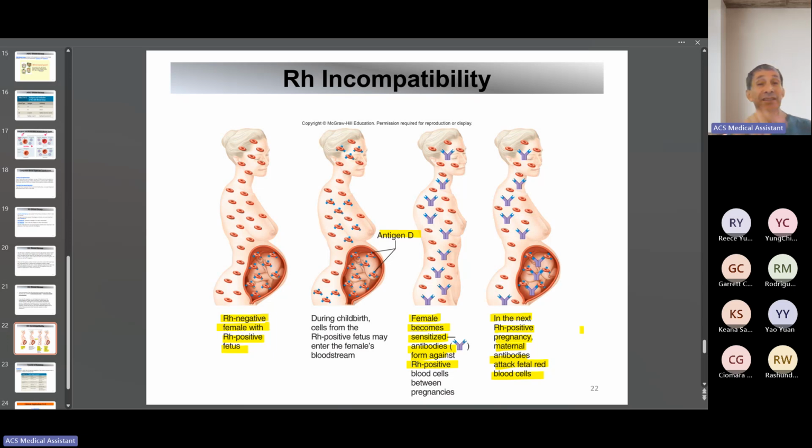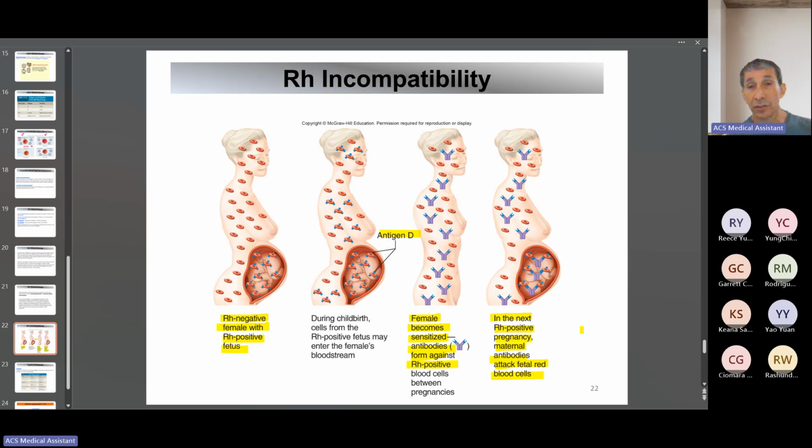From the first pregnancy on, if you weren't treated with Rogan at 28 weeks during the pregnancy and after birth, now for the second, third, fourth pregnancies, you're not going to be able to have babies. Because it's during the childbirth that you are going to have this mix of antibodies and antigens from the fetus, from the positive and negative of the mother. So it will be your second, third, and on pregnancy.